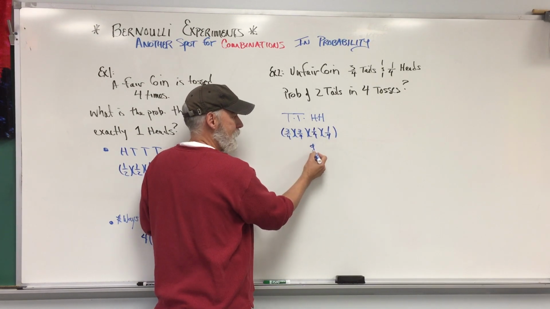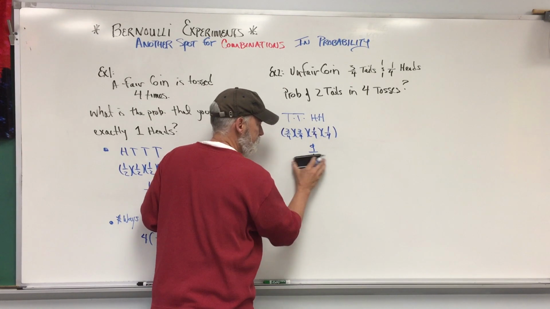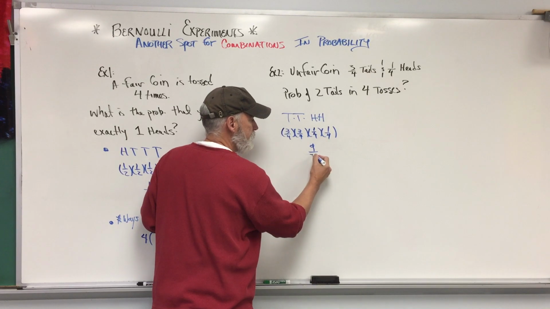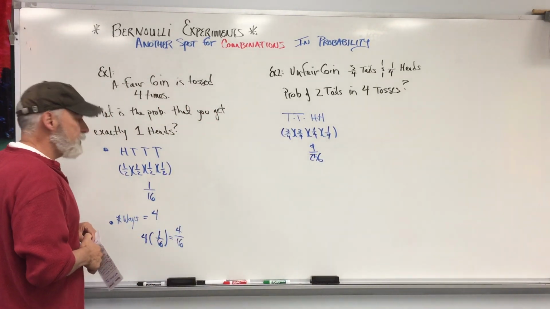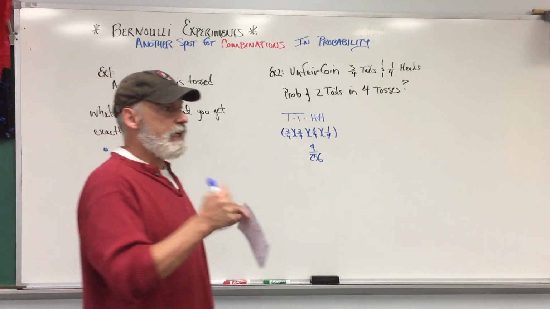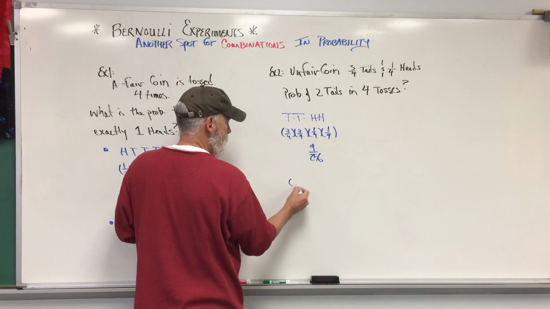That gets us 9/16. Nope, sorry, 9/256, since 4 times 4 times 4 times 4 is 256. And now we're interested in the number of ways that you could get two tails in this thing. It can be helpful to think of it this way. So let's think about the slots.